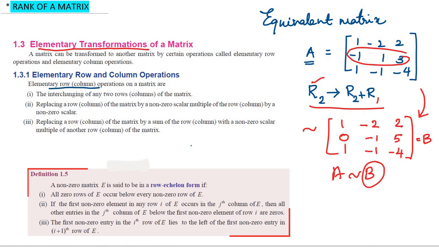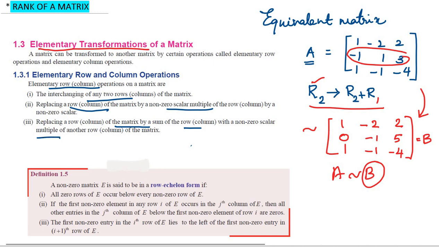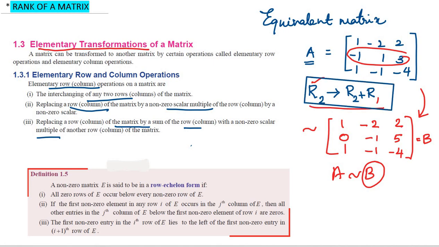Either we can make the elementary row or column operation by interchanging any two rows or columns of the matrix, or replacing a row or column of a matrix by a non-zero scalar multiple of itself, or replacing a row or column by the sum of that row or column with a non-zero scalar multiple of any other row or column. So here we have made the transformation by taking the sum of R1 and R2.